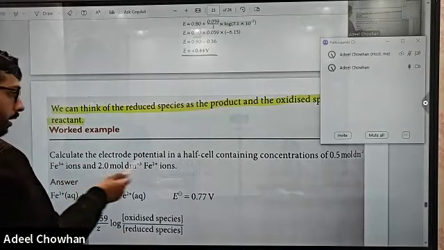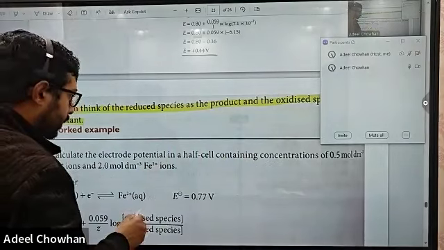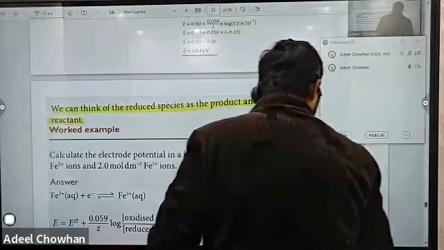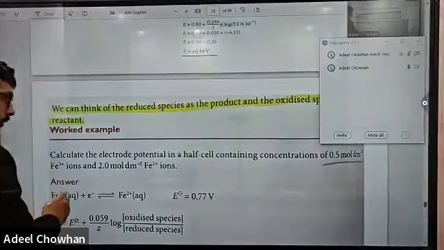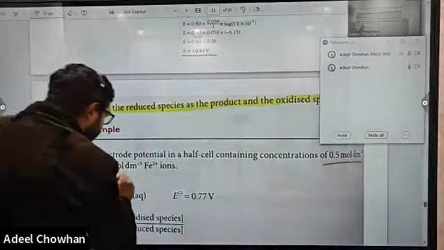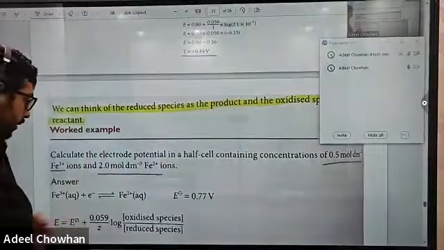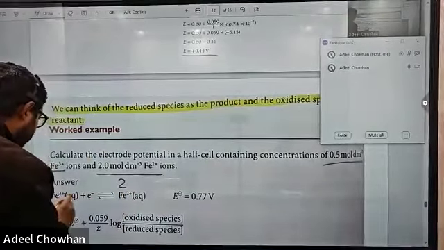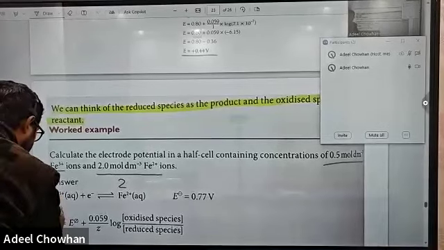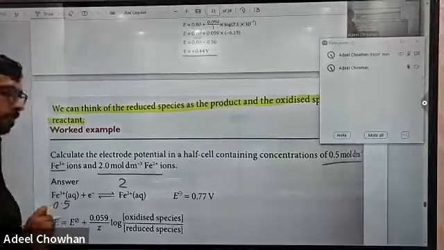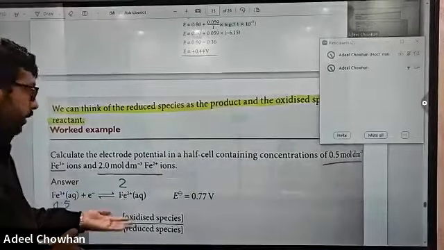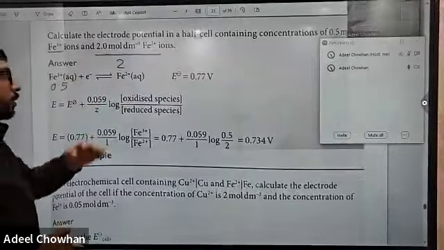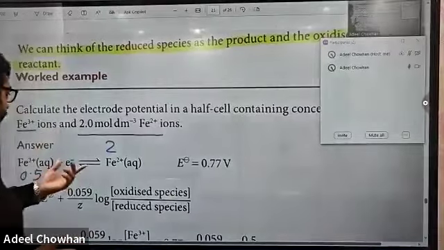There's a reduction reaction. Now take the values from the statement. It says that the value of 0.5 mole per dm cube is associated with the iron 3 ions, and 2 mole per dm cube is associated with iron 2 ions. So I can write here 2 for iron 2 and 0.5 for iron 3 ions, mole per dm cube. Now use the formula. In this formula you can now put the values. Oxidized. Now which one is the oxidized form here?